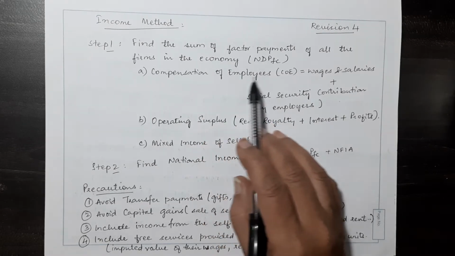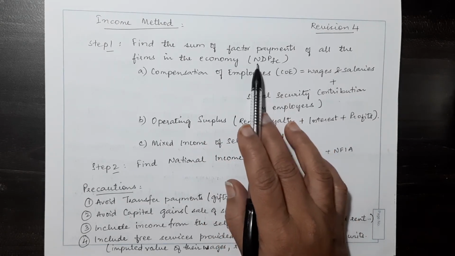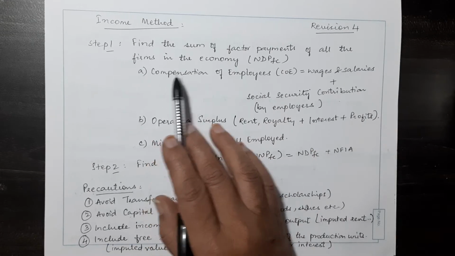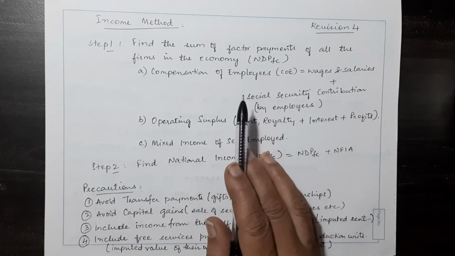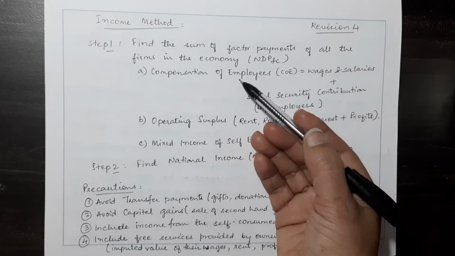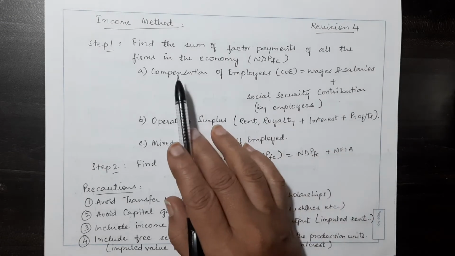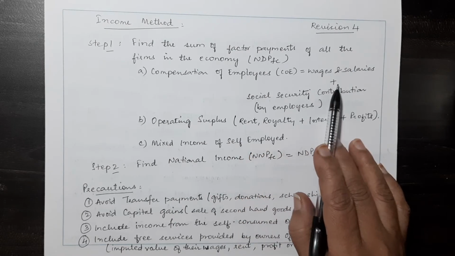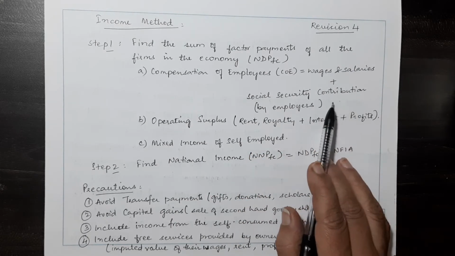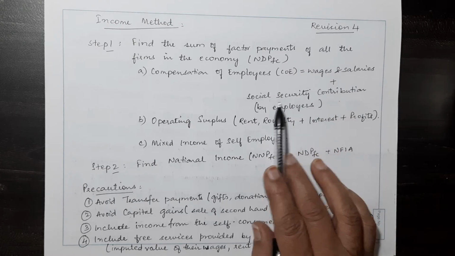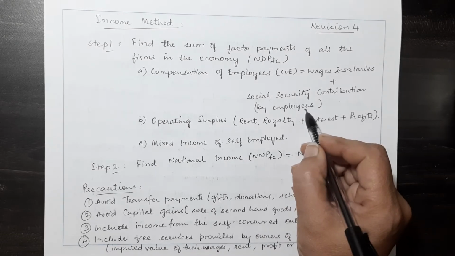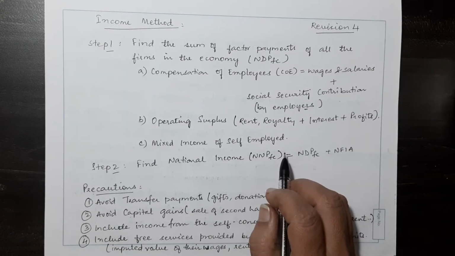So this sum of the factor payments gives us the net domestic product at factor cost, because these are factor incomes. Now these factor payments or factor incomes are divided into 3. One, compensation of employees, which is wages and salaries, which could be in cash and kind, plus the social security contribution made by the employers. So this is very important, employers.